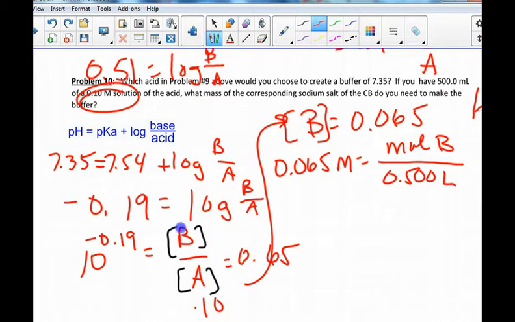I'm sorry, I said molar. I meant liters. So now I can calculate moles of B. So we can do that: 0.065 times 0.5.